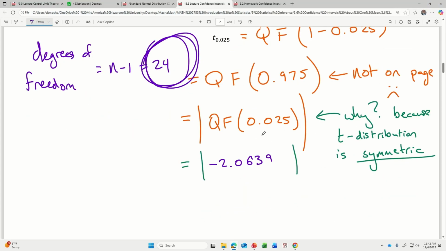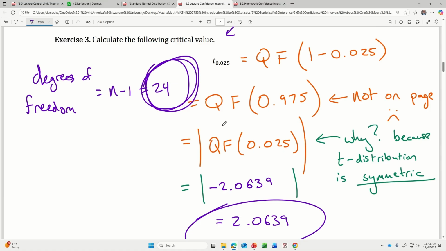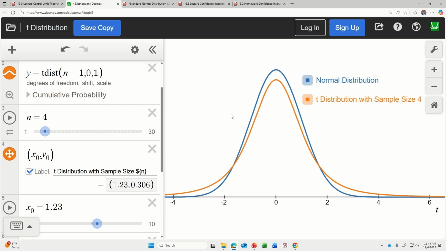Now, I take the absolute value. That just means make that number positive. That is the critical value. And again, the trick here where I just plug in 0.025 and then make it positive is because these are symmetric about 0.